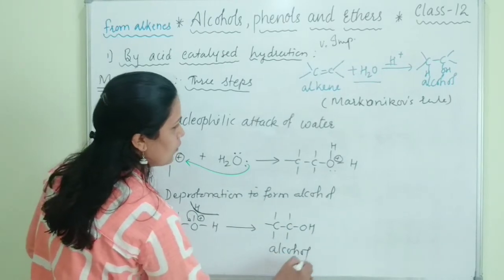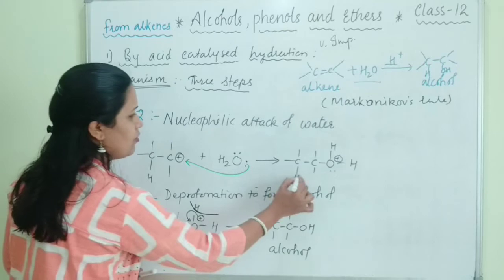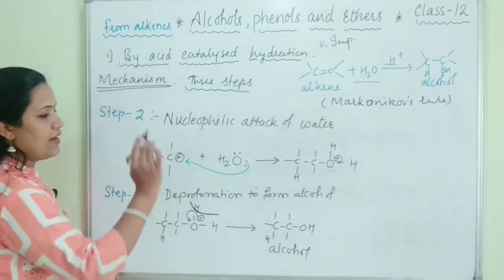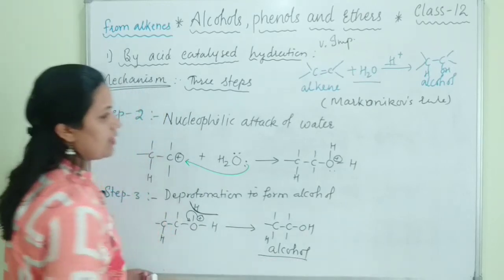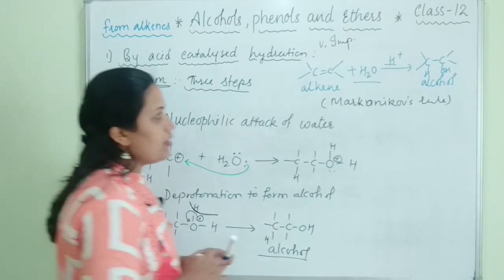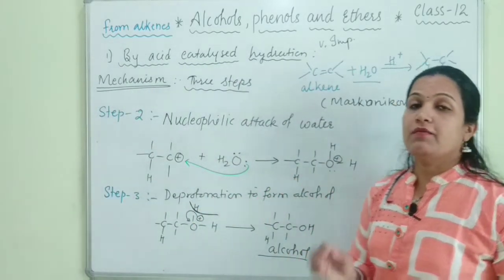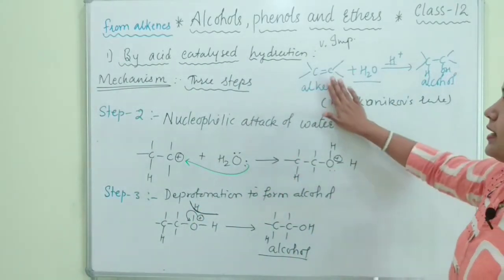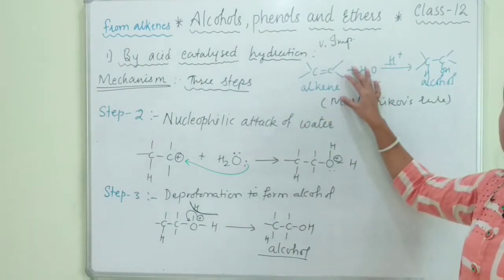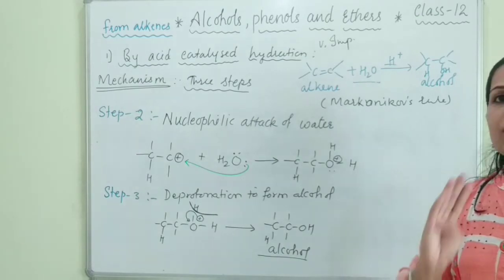We can write H here also, because we have received it from the hydronium ion, and in this way we can get the alcohol molecule. So what we have studied in this topic is the acid catalyzed hydration. This is one of the mechanisms, and this mechanism contains 3 steps.